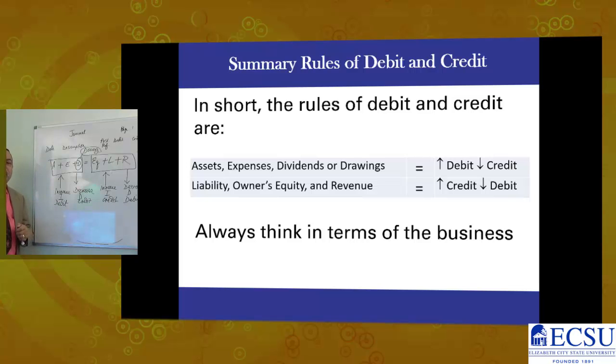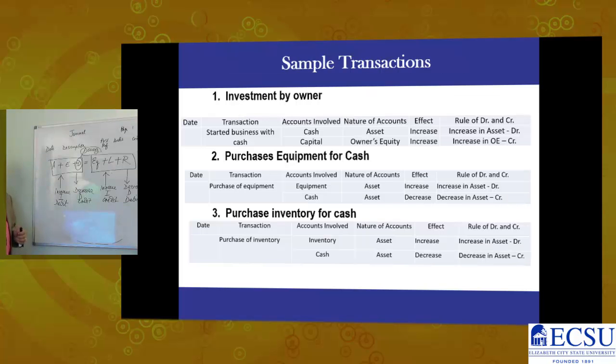Now you can see the summary in short. The expenses, assets, dividend, or drawings will be debited if they increase and will be credited if they decrease. And the opposite happens if there is an increase in the liability, owner's equity, or the revenue, that will be a credit, and decrease will be a debit. Whenever you are implementing this rule of debit and credit, you should always think in terms of the business. For the business, is the asset increasing or decreasing? That's how we'll be implementing the rule of debit and credit.